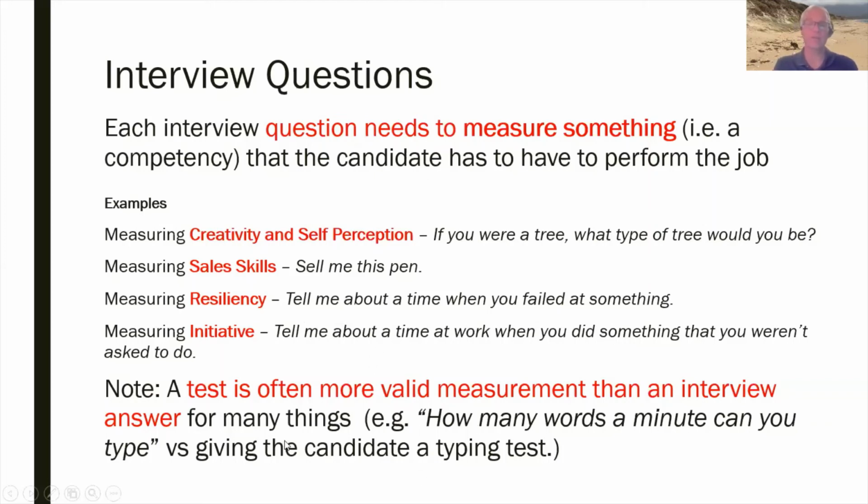Other thing to remember, a test is often a more valid measure than an interview for many things. How many words a minute can you type? Oh, I can type 50 words a minute. All right, so we put you on a typing test and you do 30. Which one are you going to believe? Obviously the test. So again, this harkens back to what I said earlier. What you're measuring in an interview is your communication skills and your interpersonal skills. So if you can focus a lot of your questioning in the interview on those, you'll get better information.